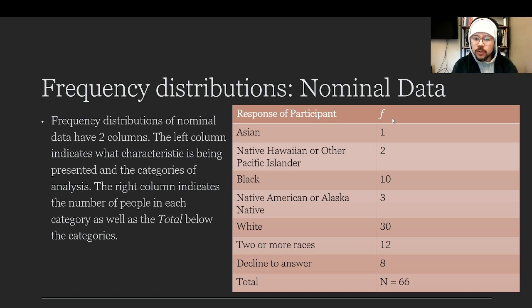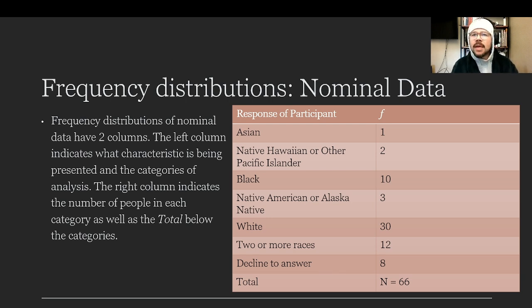Remember that this frequency column, this F column, is just telling us how many people responded to a particular category. So, looking at this first category, for the number of people in our survey who responded with Asian, we have one person. Two people identified themselves as Native Hawaiian or Pacific Islander. 10 people identified themselves as Black. Three people identified themselves as Native American and Alaska Native. 30 people identified themselves as white. 12 people as two or more races. And 8 people declined to answer.